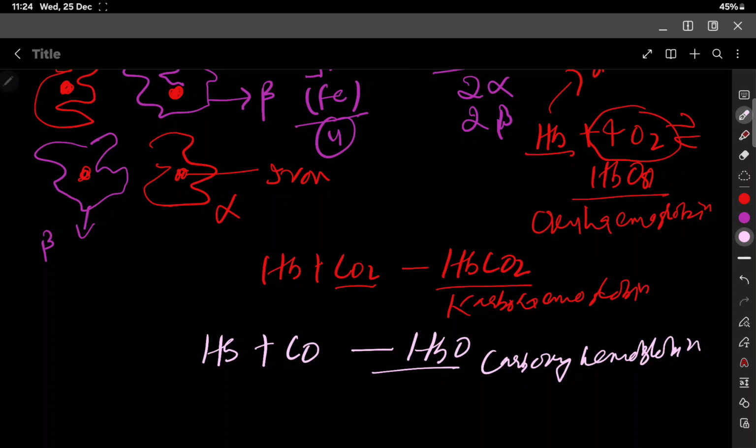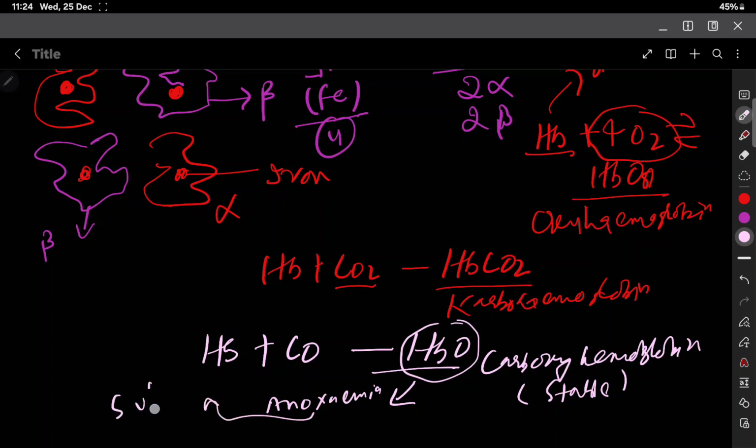Carboxyhemoglobin is a stable compound. It can't carry oxygen and carbon dioxide. That's why it causes anoxia, which further causes suffocation, because oxygen can't bind.